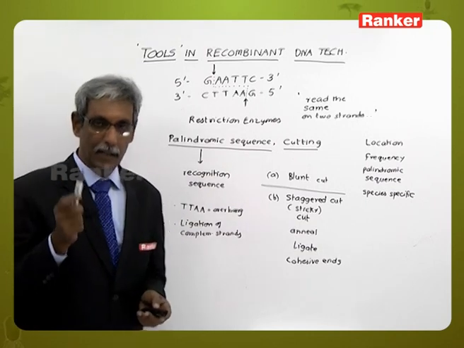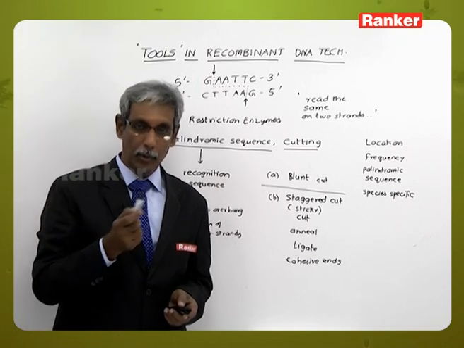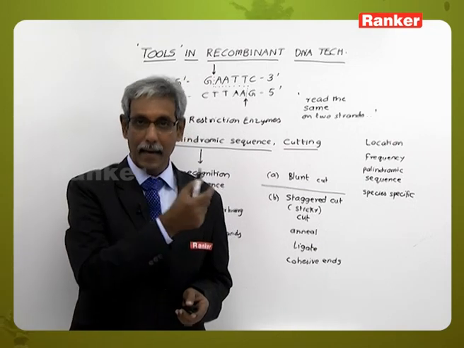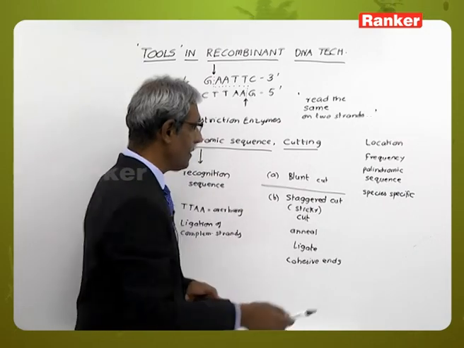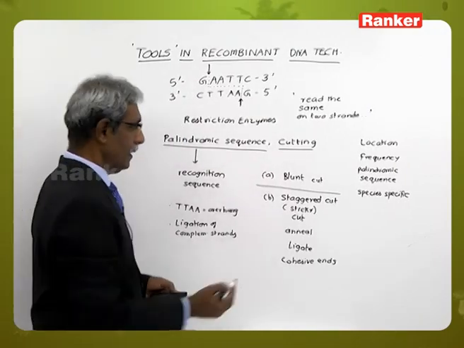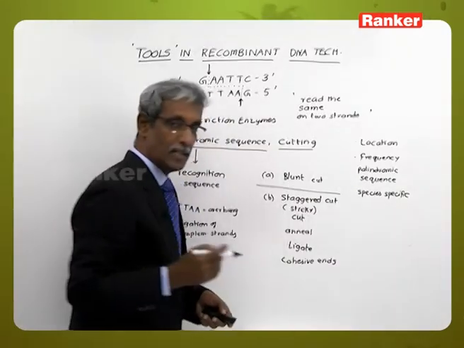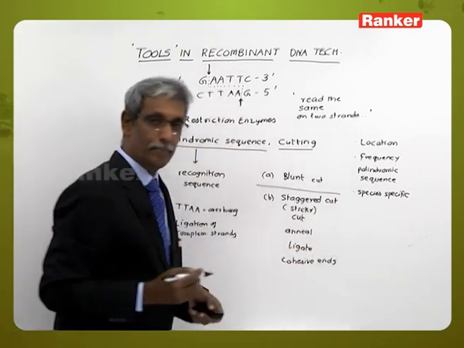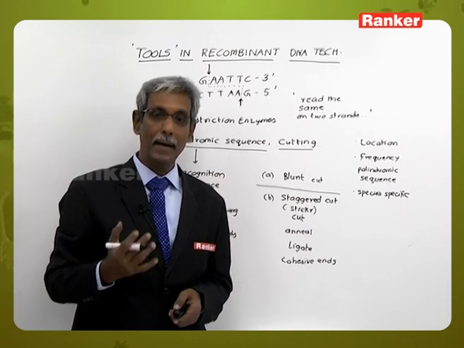Like if you recollect the word "level", if you can read the same both ways, or if you recollect a phrase saying "Madam, I'm Adam," it reads the same. So palindromic sequences are specific sequences which read the same on both the strands. The location of the palindromic sequence and the frequency of occurrence, the number of times it occurs, is species specific. It is specific for a species of bacterium or microorganism.